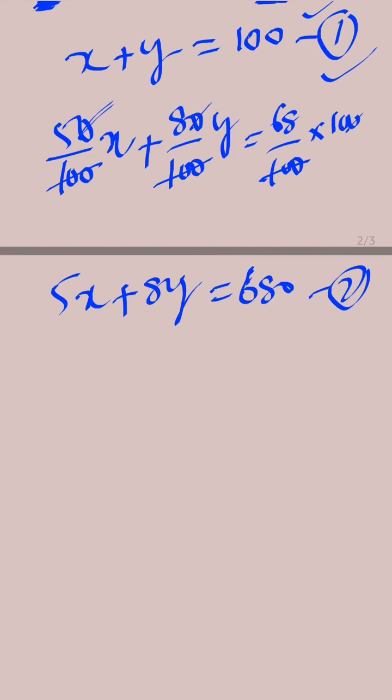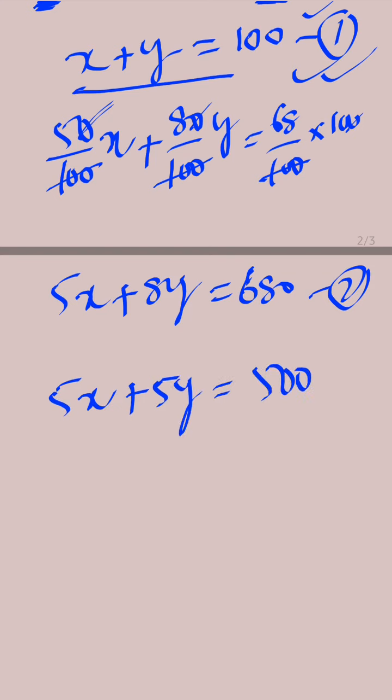So two equations we got. This is the first equation, this is the second equation. So how can we solve it? We can use the elimination method. For example, if I multiply the first equation by 5, what happened? 5 into x, 5x plus 5y is equal to 500. 500 I got it.